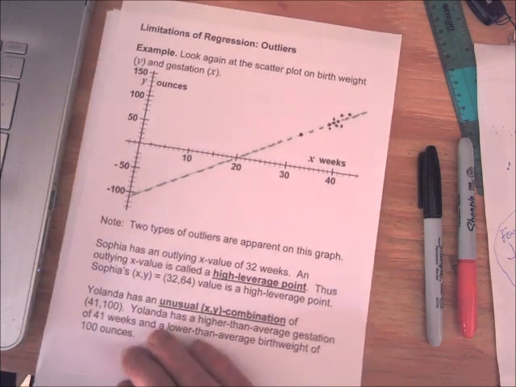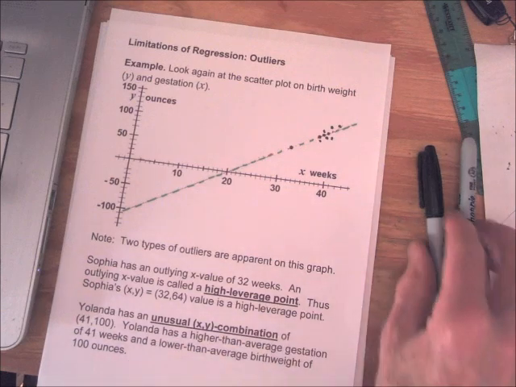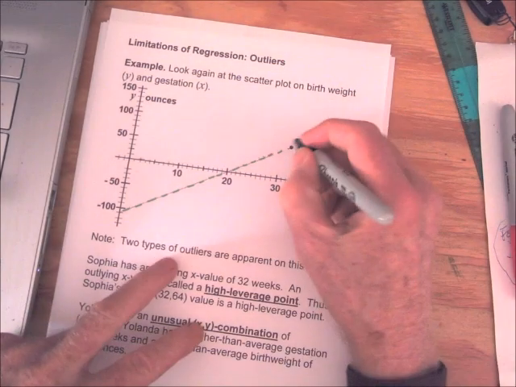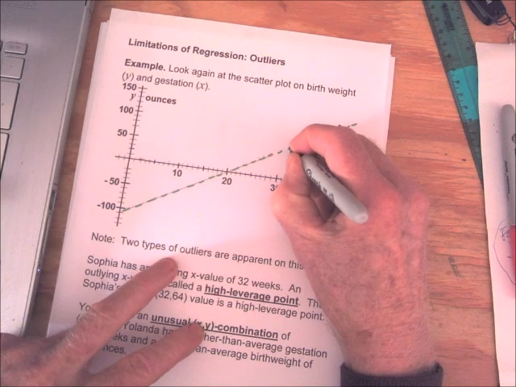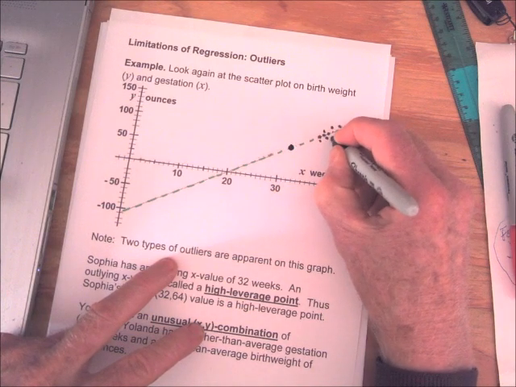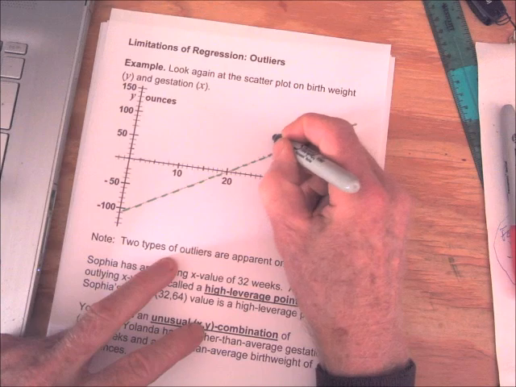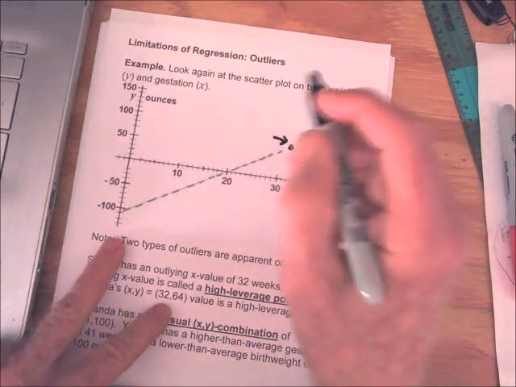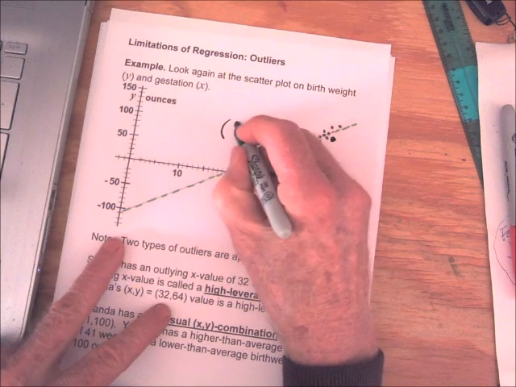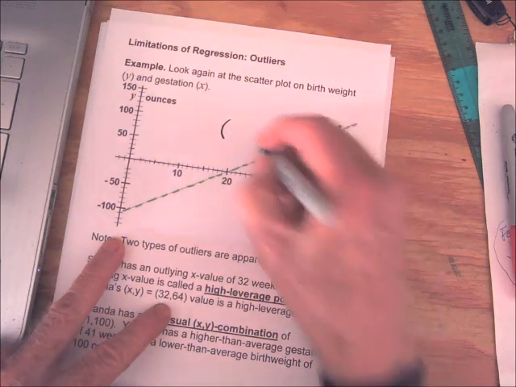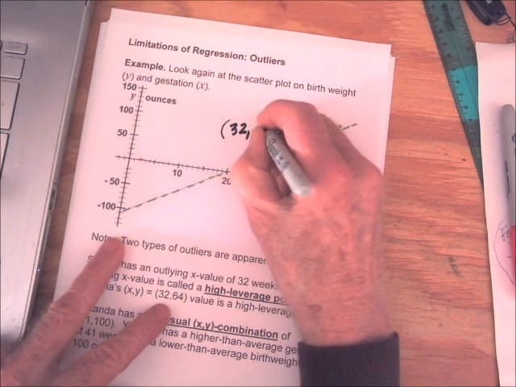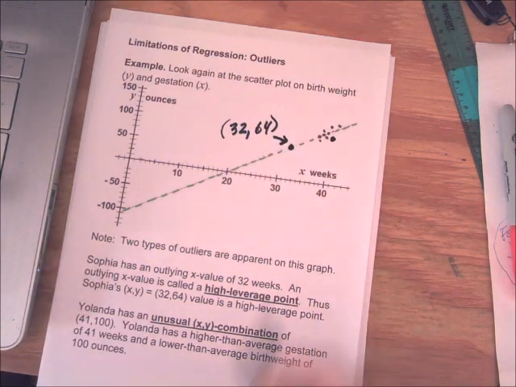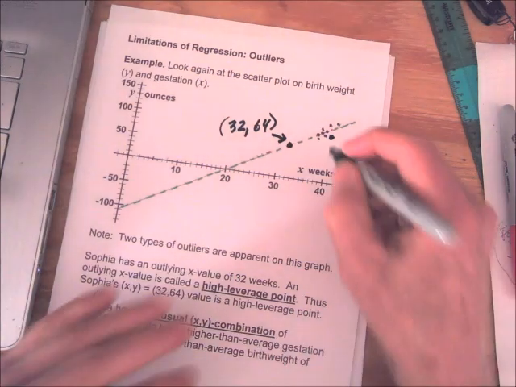Start out talking about outliers. For this data set here, we went over this example before, and there are 2 different values here that are a little bit unusual. We have this point here has an unusually low x value. The x value here is about 32, and the y value there is 42. So it has an outlying x value. It's actually on the regression line.